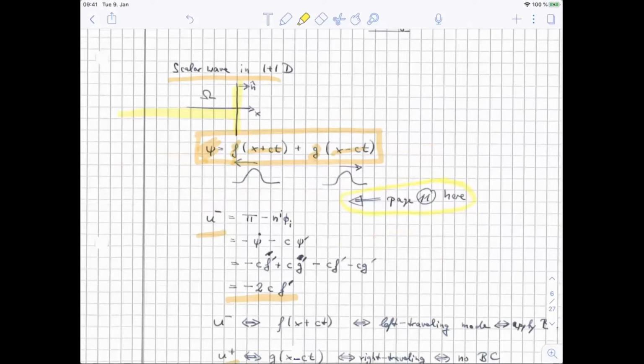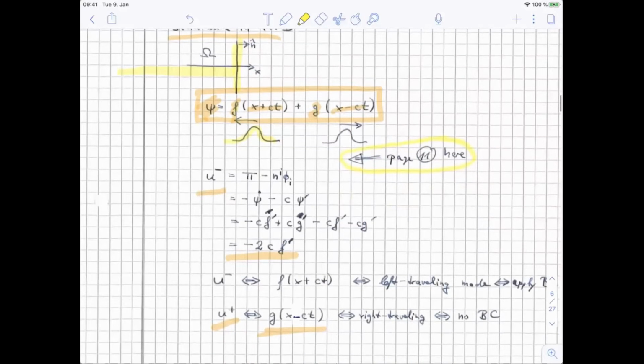But f is the incoming mode, and so as more and more of the f shape is entering the computational domain, you're going to need to supply what the next part of the f shape is that is going to enter your computational domain. So basically what this means is, in this 1+1 example, you need a boundary condition for f, but you don't need a boundary condition for g.